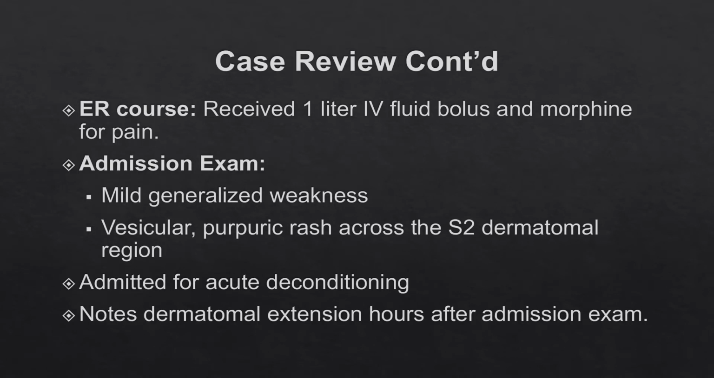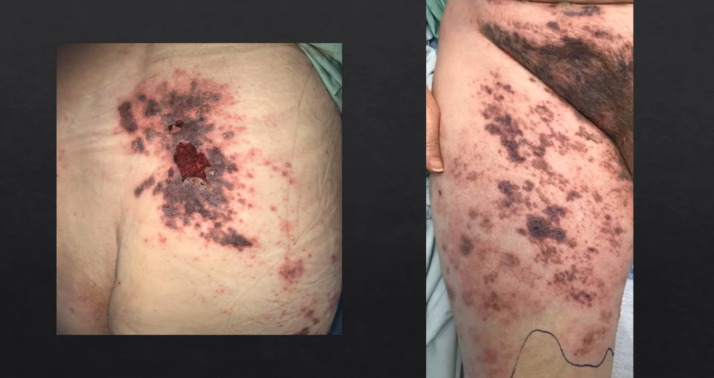In the ER, the patient received 1 liter of IV fluids, as well as IV morphine for pain. His admission exam was notable for mild generalized weakness, as well as a vesicular purpuric rash across the S2 dermatome. He was admitted for acute deconditioning, and it was noted by the team that he had dermatomal extension hours after admission exam. So on the left, you have the patient's original S2 dermatomal rash. And on the right, you can see the rash extension beyond the S2 dermatome.